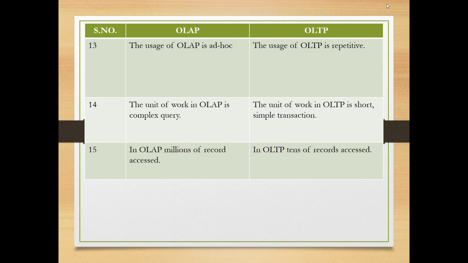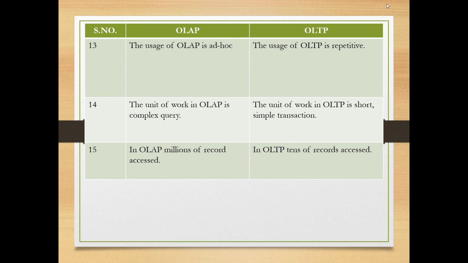The users of OLAP are ad hoc. जो OLAP के users होते हैं वो ad hoc होते हैं. The OLTP users are repetitive होते रहते हैं. The unit of work in OLAP is a complex query. The unit of work in OLTP is a short, simple transaction. वहाँ पे जो यूनिट होती है वो शॉर्ट होती है, सिंपल ट्रांजेक्शन होता है.